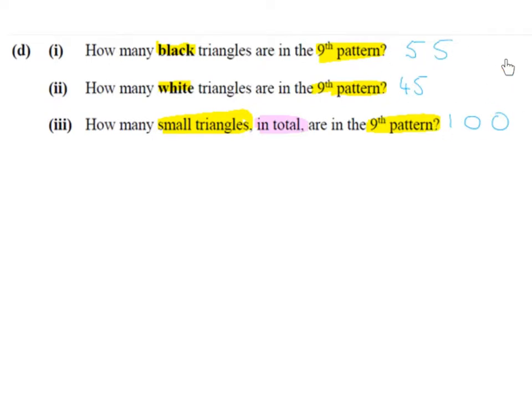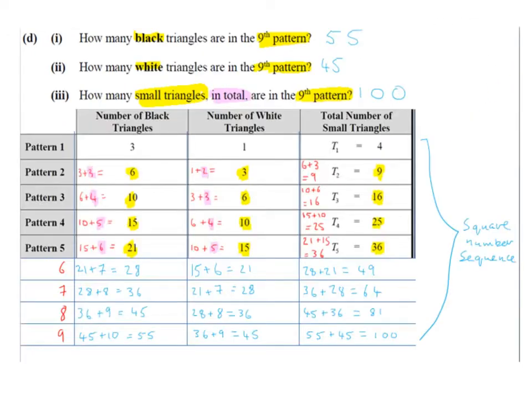So let's have a look at where these numbers came from. So this was our original table that was given to us in the question. So on a separate page, or just at the bottom if you had space, you could have drawn out a few extra rows. So this was the fifth pattern. So underneath it we've got the sixth, then the seventh, then the eighth, and then the ninth, which is what we're interested in.